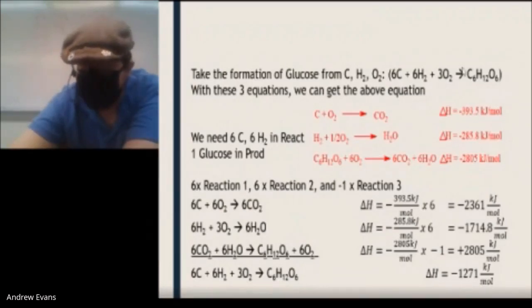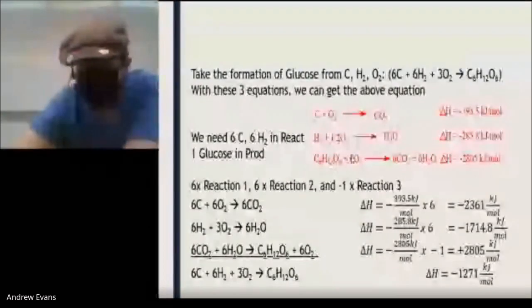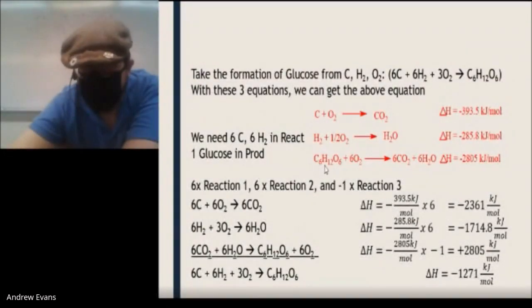But the last thing to note is we need glucose in the product side. We need glucose as a product. Reaction 3 is the only reaction that has glucose anywhere in there. So we'll need to use this once, but we have to reverse this reaction. We have to reverse it, so we'll do the opposite reaction. So I'm going to sum up these 3 situations: 6 times reaction 1, 6 times reaction 2, and -1 times reaction 3.